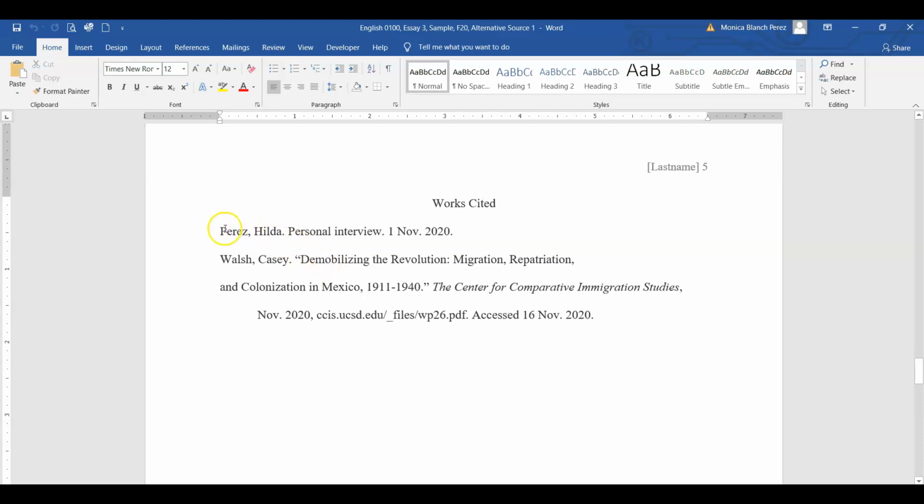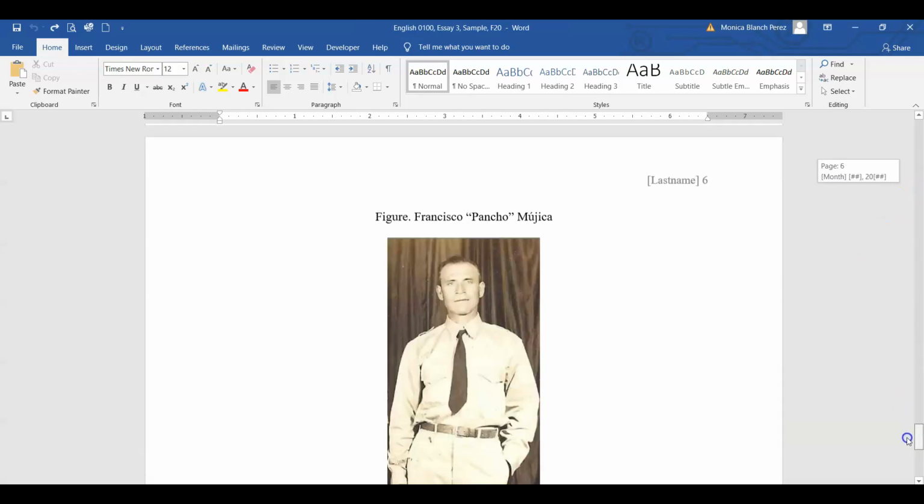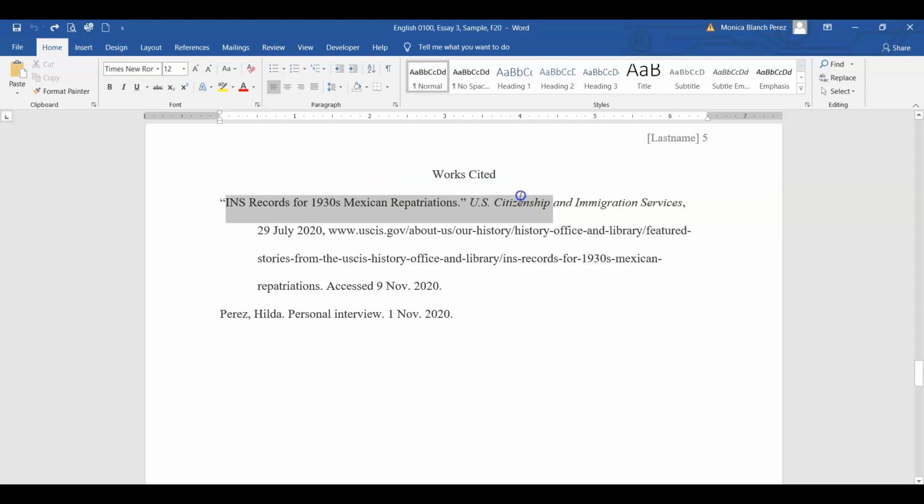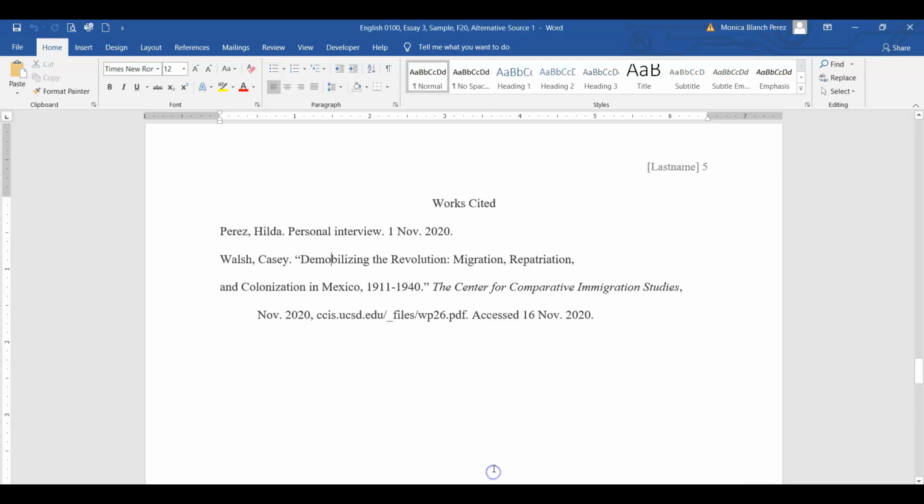Before, I had the article, I'll just show you. Right, I have it like this. I have INS, blah, blah, blah, and then Perez Hilda. Why? Because it's alphabetical. The I of INS comes before the P of Perez, okay? But in this alternative example, P comes before W because I found an article by a person whose name is Casey Walsh.